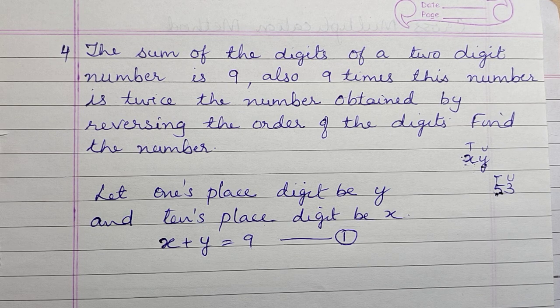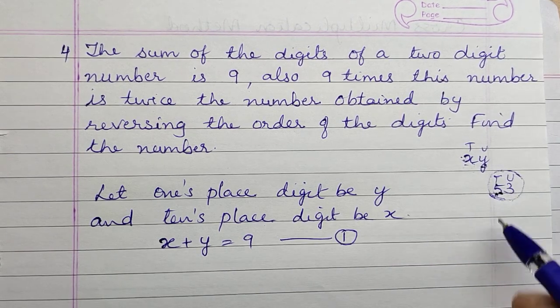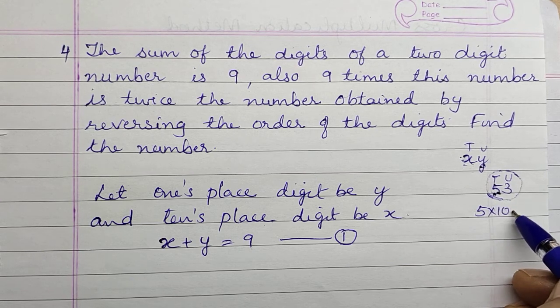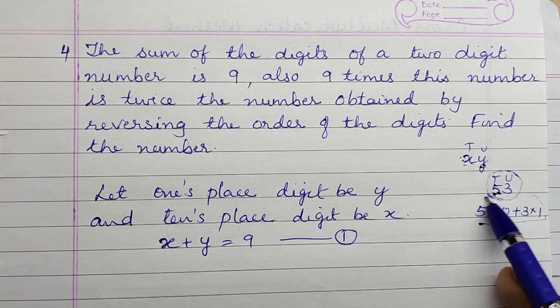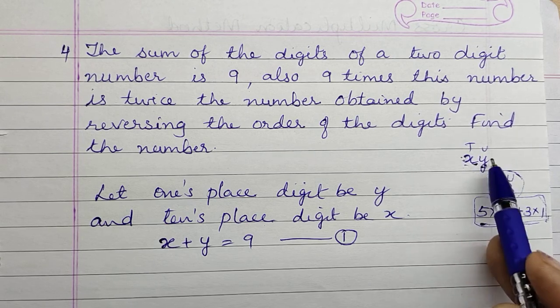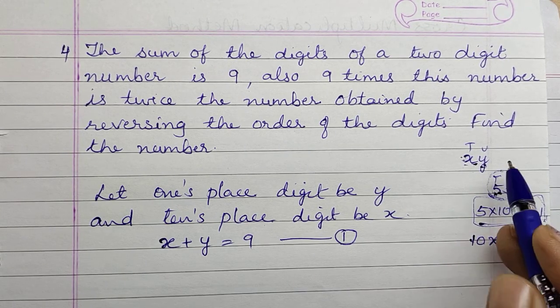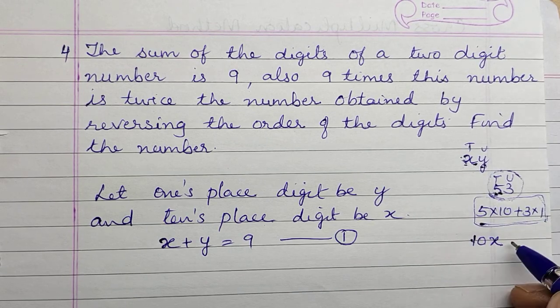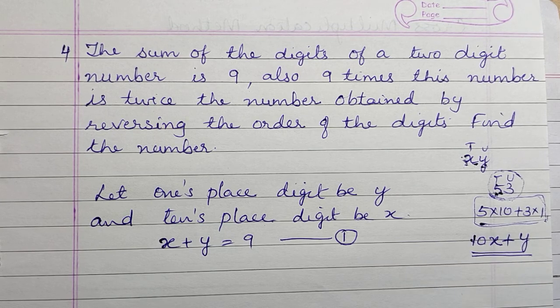To get the original number, see here, if it is 53, the original number is 5 into 10 plus 3 into 1. It is the expanded form. 53 is the expanded form. This is the original number actually. So for xy also, when you write the original number, x into 10, that is 10x because it is in the tens position, plus y into 1, that is y. So this is the original number.